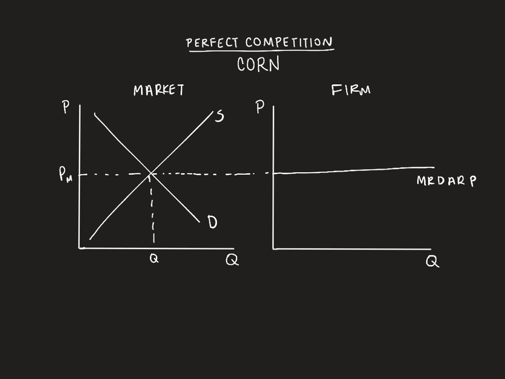So that line is called MR equals D equals AR equals P. And then, according to the law of diminishing marginal returns, the marginal costs of the firm will decrease and eventually increase. And so we have a marginal cost curve that looks like this.